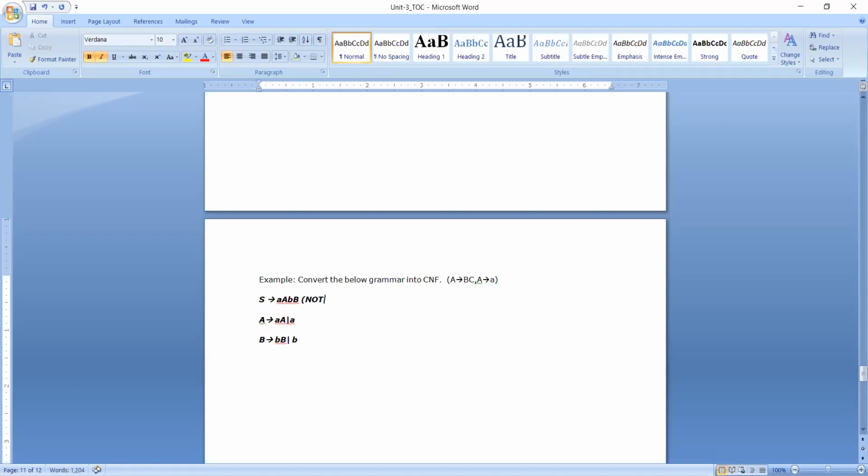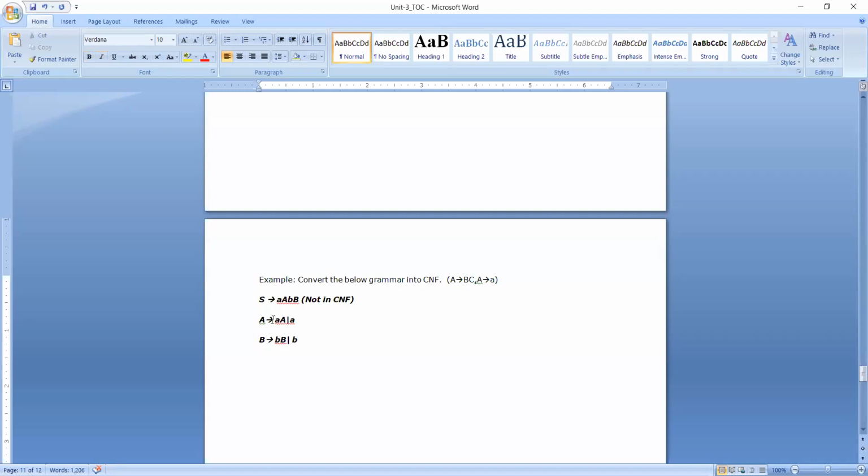It is not in CNF. Now we need to convert this production into CNF. Observe, here we have a max of two symbols available. But the problem is that we need two symbols, and these two symbols must be variables.